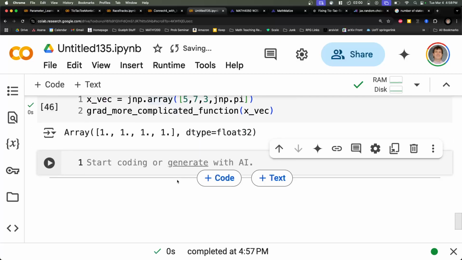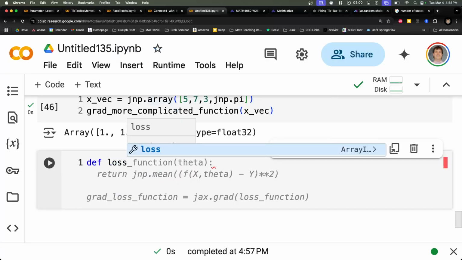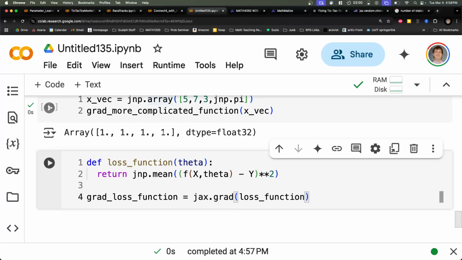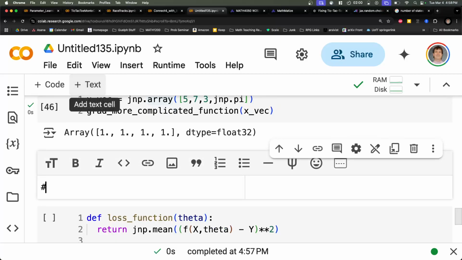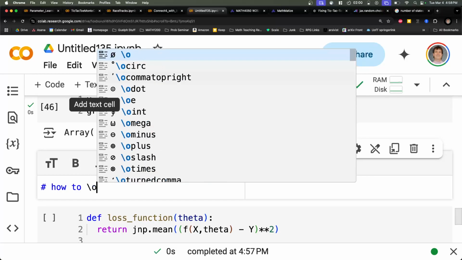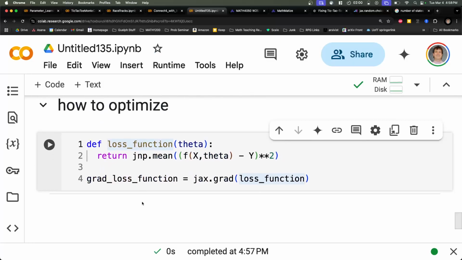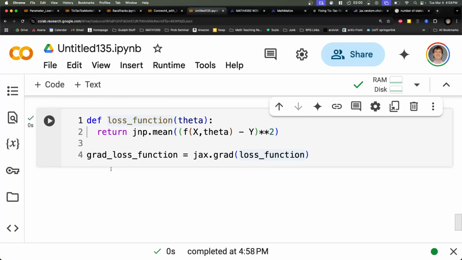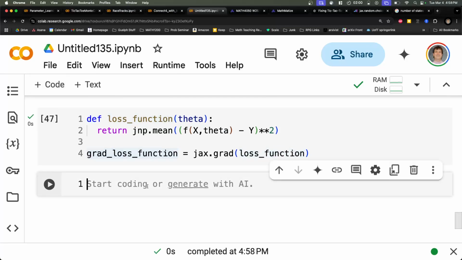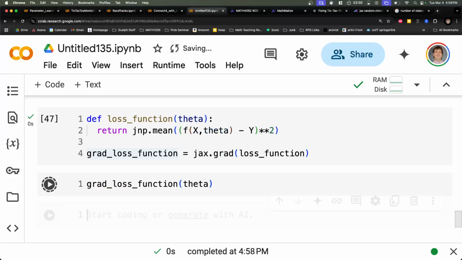Hey, you can do derivatives. Why is this fun? Well, we can do the derivatives. We just have to tell the computer what the loss function is. So we tell the computer, hey, this is our loss function, so how to optimize. The loss function, which I already told you, is the mean of the value of f minus this, and then you just do the gradient. Now, if you run this, you can do grad loss function.